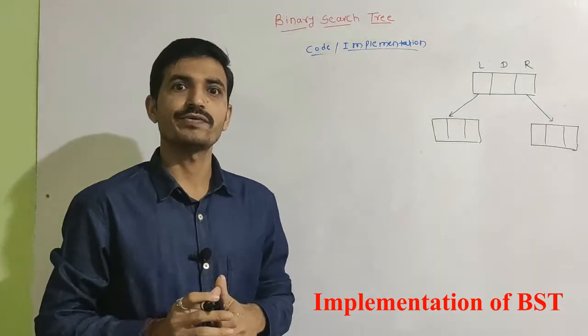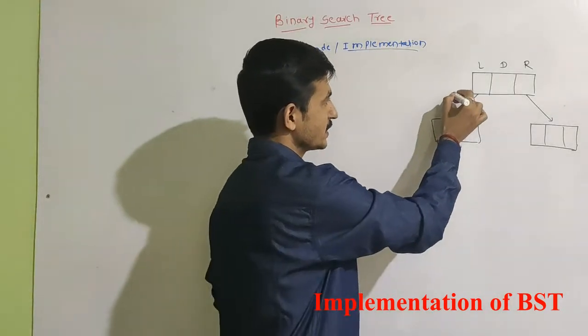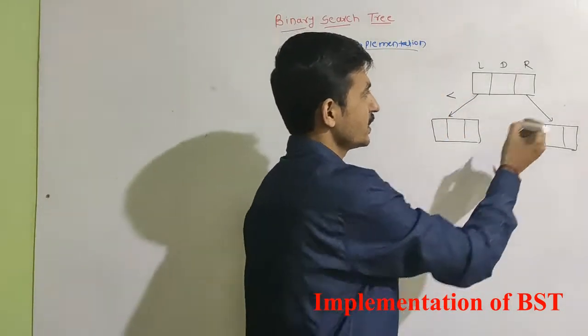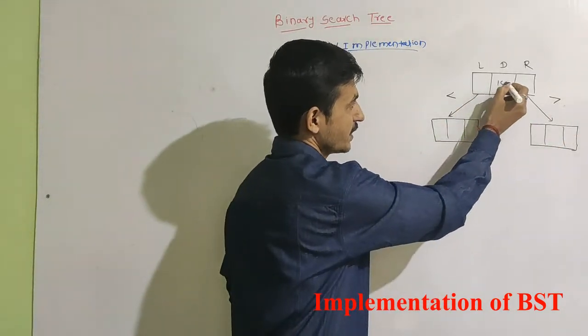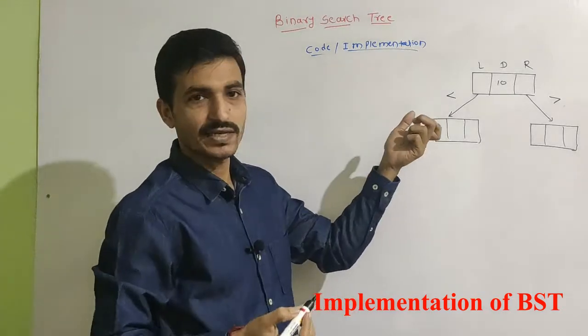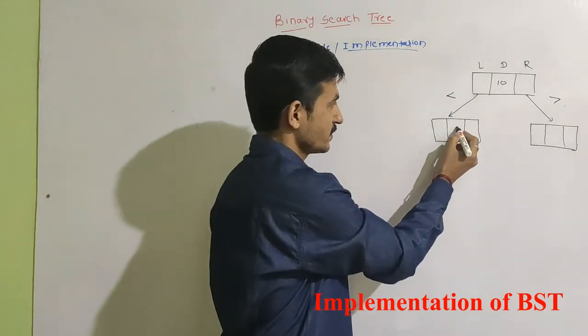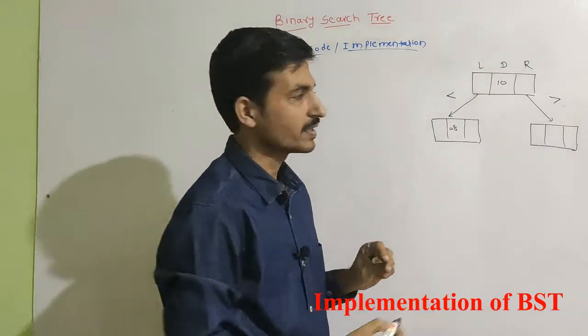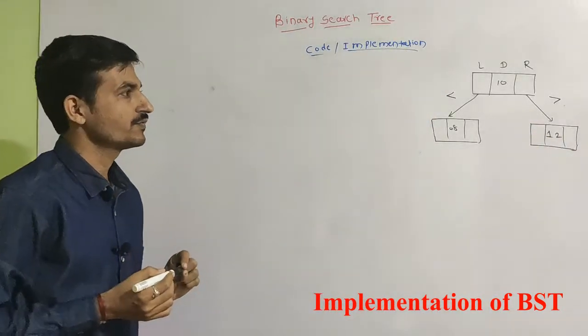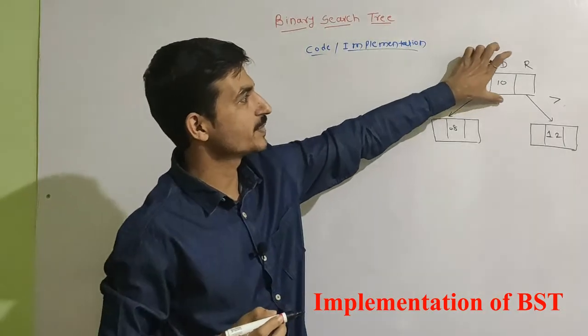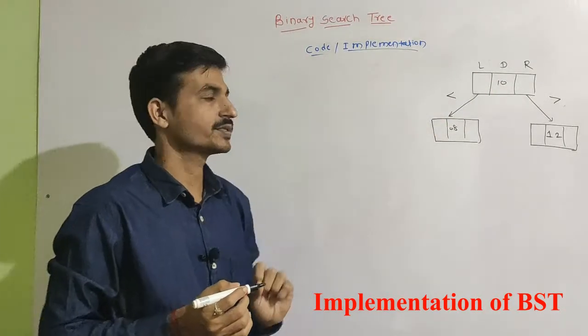We know the property of binary search tree. Anything which is less than will be in the left side. Anything which is greater than will be in the right side. So if I write 10, anything which is less than 10 will be in the left side. Anything which is greater than 10 will be in the right side. So 12 is in the right side. Now we'll see that first of all we have to create this particular node in a binary search tree.